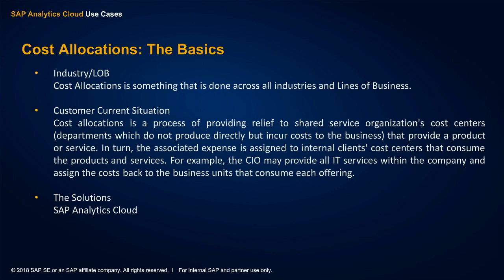Cost allocations. Cost allocations is something that is done across all industries and lines of business. Cost allocations is a process of providing relief to shared service organization cost centers that provide a product or service. In turn, the associated expense is assigned to internal clients' cost centers that consume the products and services. For example, the CIO may provide all IT services within the company and assign the cost back to the business units that consume each offering. The solution that solves this issue, SAP Analytics Cloud.